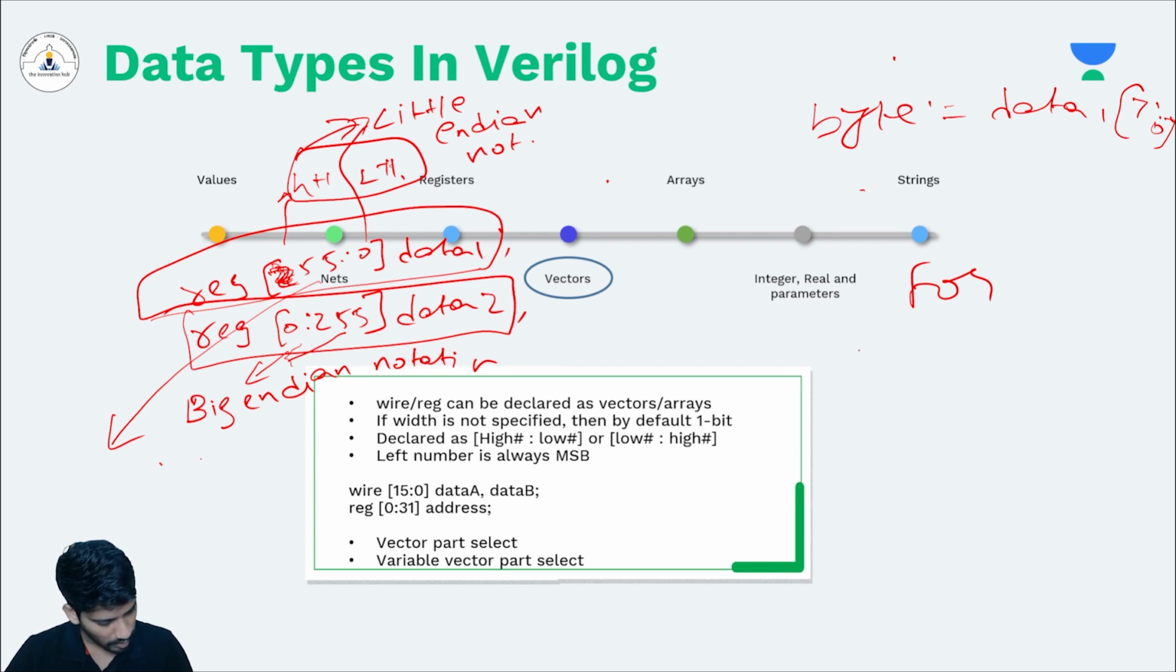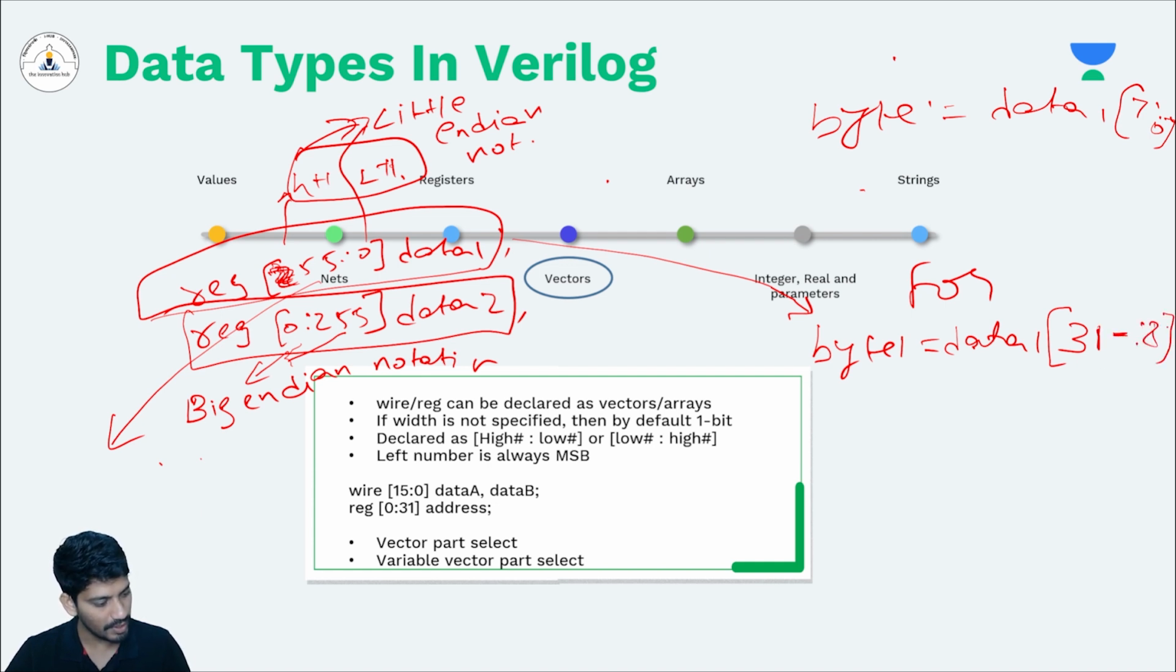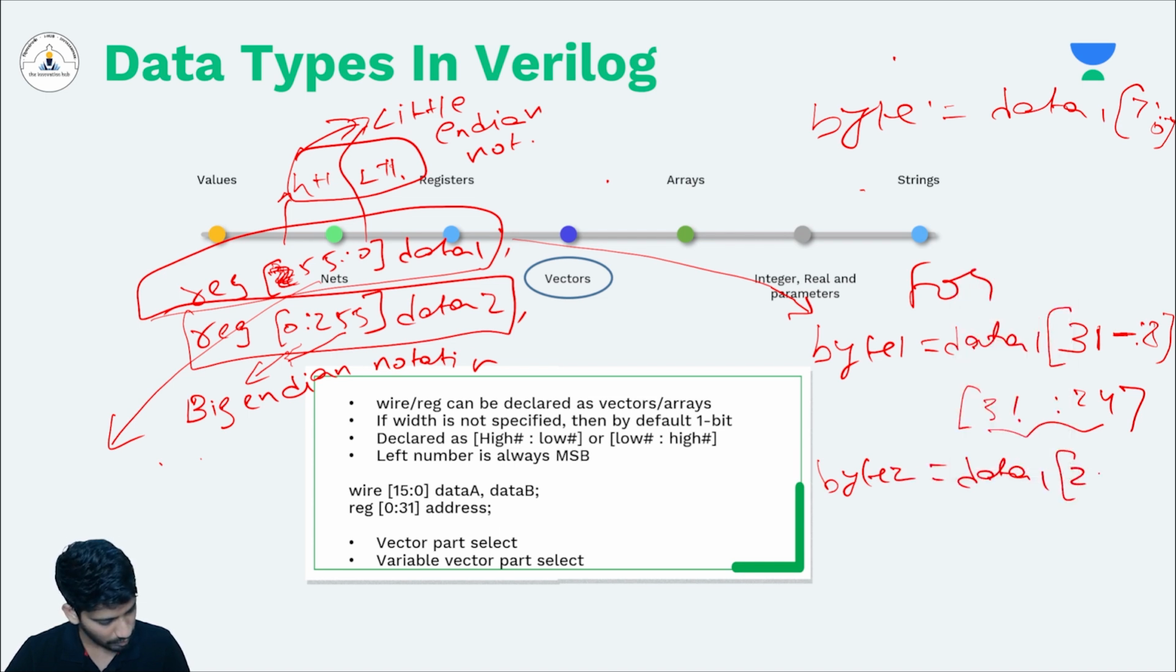So first I'm doing it manually. I'm selecting different bytes from this data 1. So how to do that? Byte 1 is equal to data 1 of, since it is little endian, I have to specify the bigger number here, 31 minus 8. What this defines is I am selecting data from 31 to 24. 31 minus 8 means it is defining a width of 8 bits. Okay. Similarly, I can select one more byte of data from data 1 like this: 24 plus 8.